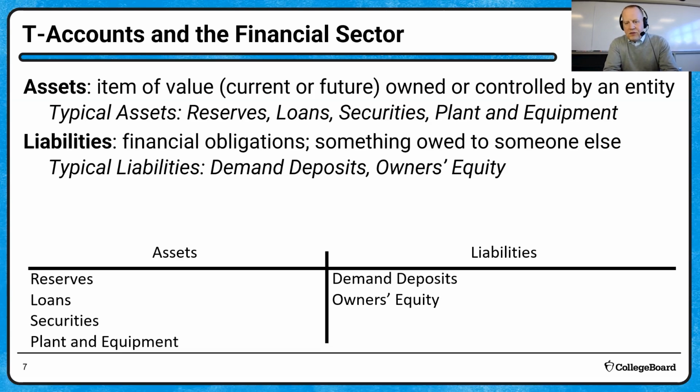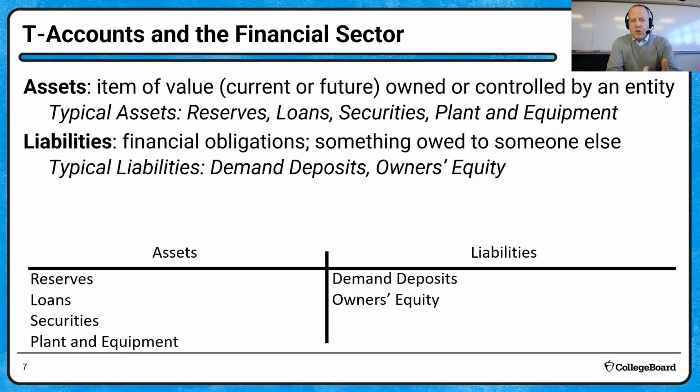On the other side, the flip side of the T account, we have liabilities. Liabilities are financial obligations. They are owed to someone else. And again, there could be a whole list of other liabilities on this bank T account. But in this course, because again, we try to keep it pretty simple, we really focus on two bank liabilities. Number one, demand deposits. Number two, owner's equity.